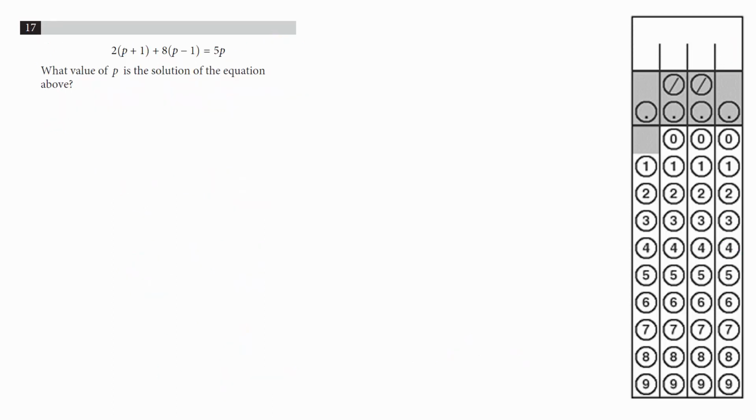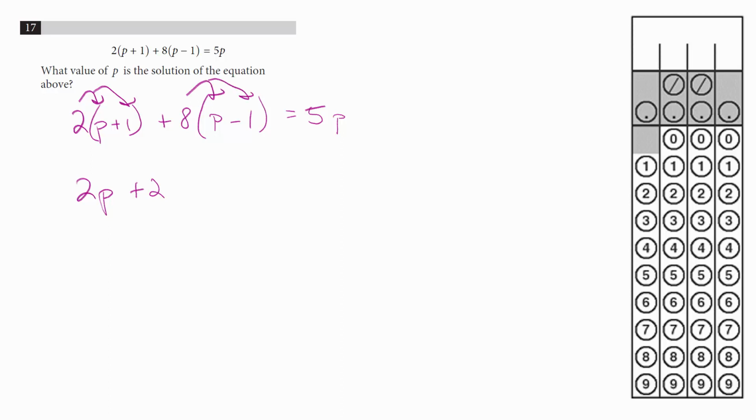Number 17. What value of p is the solution of the equation above? So it gives us 2 times the sum of p plus 1 plus 8 times p minus 1, and all of that equals 5p. So now we have an equation with one unknown. Let's solve for it. So I'm going to rewrite it. 2 times p plus 1 plus 8 times p minus 1 equals 5p. Distribute the 2 to get 2p plus 2. Distribute the 8 to get 8p minus 8 equals 5p.